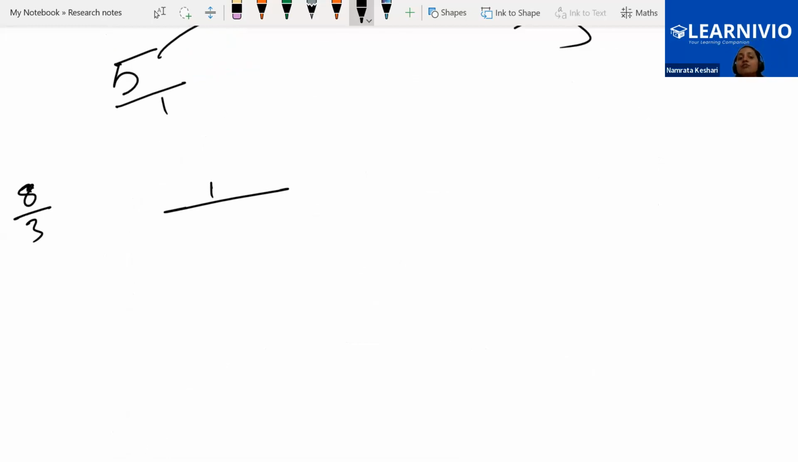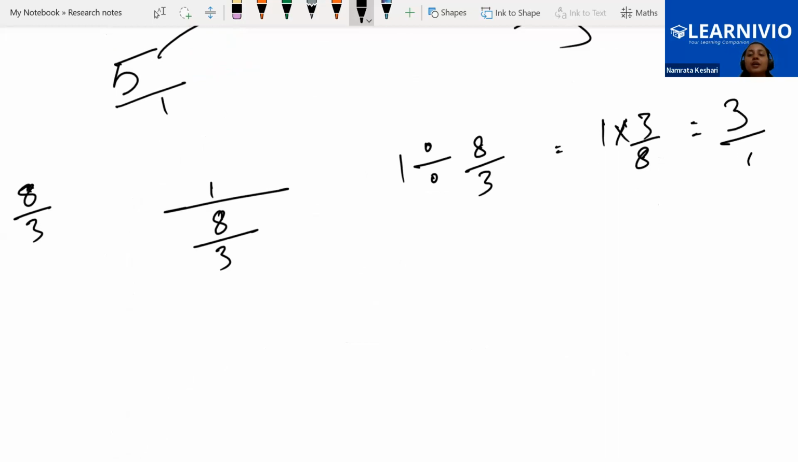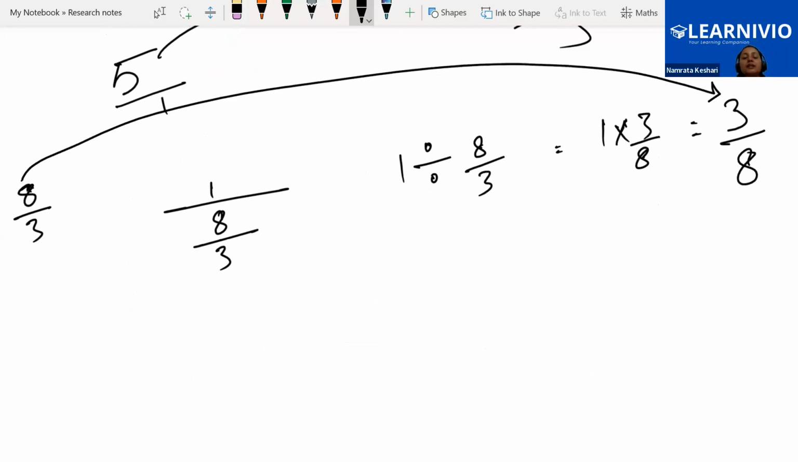The reciprocal of 8 by 3 is 1 by 8 by 3. When you simplify 1 divided by 8 by 3, it becomes 1 into 3 by 8, and from here we directly say that the reciprocal of 8 by 3 is 3 by 8. It came from doing 1 by that particular fraction. That's called reciprocal. Getting it?